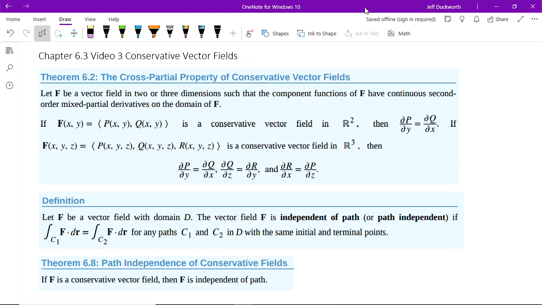This is video 3 from 6.3, although I've got a theorem from 6.1. So theorem 6.2 here is the theorem I'm talking about: the cross-partial property of the conservative vector fields, and this is just the gradients of some function.